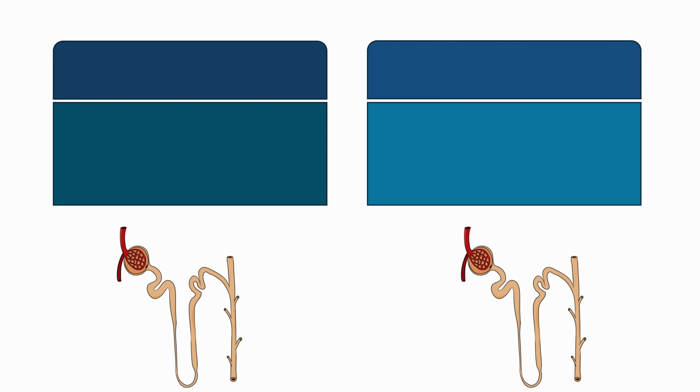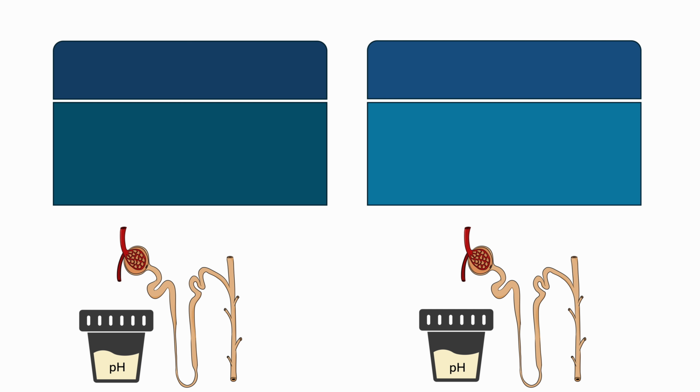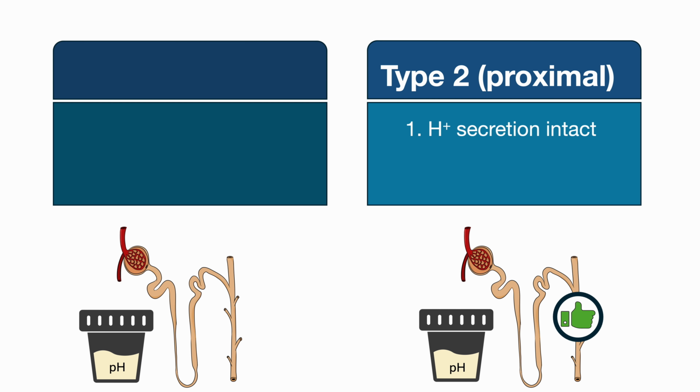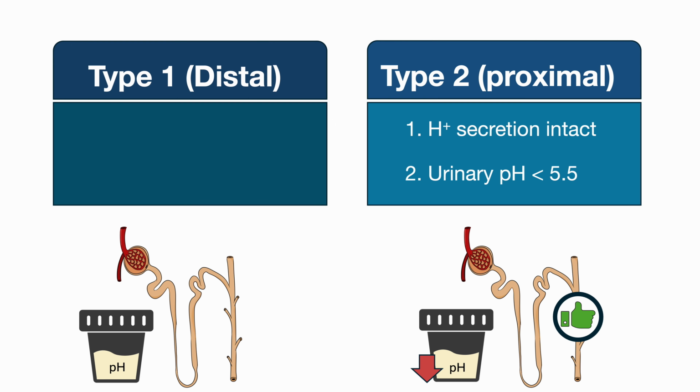One of the differentiating lab features between proximal and distal RTA is in the urinary pH measurement. In a proximal RTA, the defect is in proximal bicarbonate reabsorption. Therefore, the urinary bicarbonate generation and hydrogen secreting processes of the distal cortical collecting duct remain intact. In a distal RTA, hydrogen secretion is impaired, limiting urine acidification capabilities, and urinary pH will be greater than 5.5.